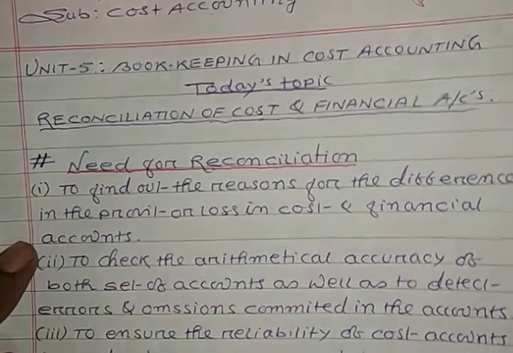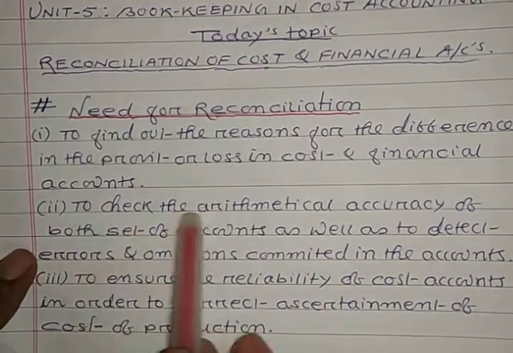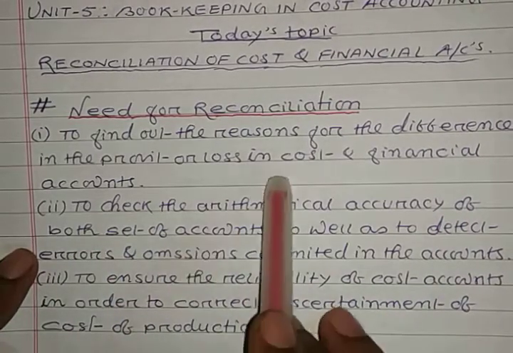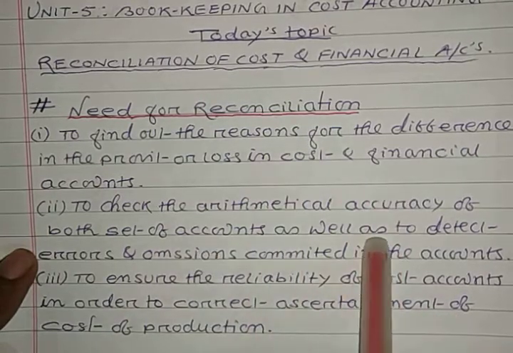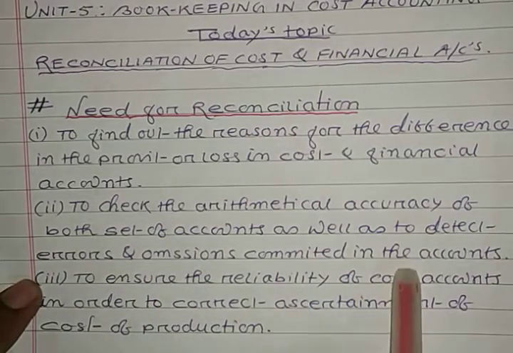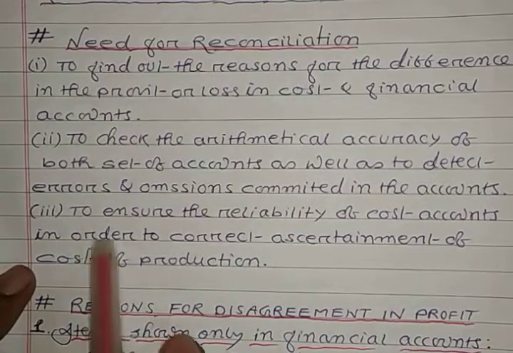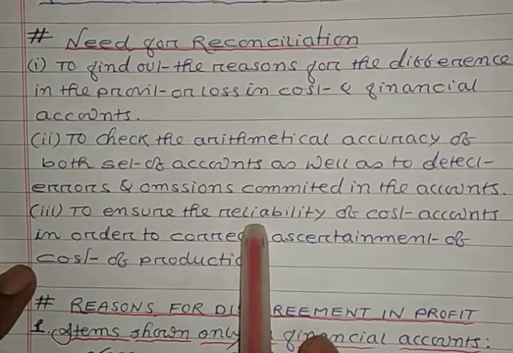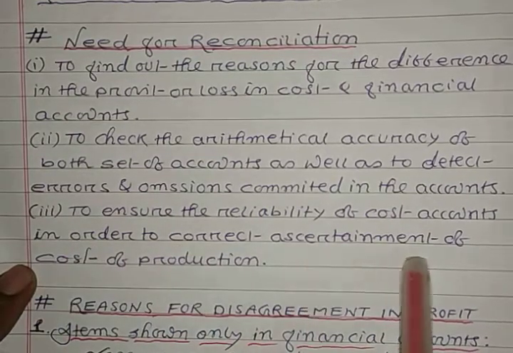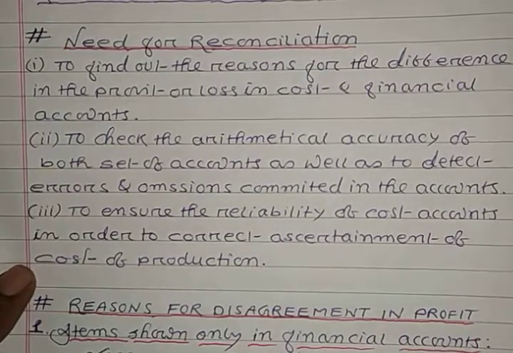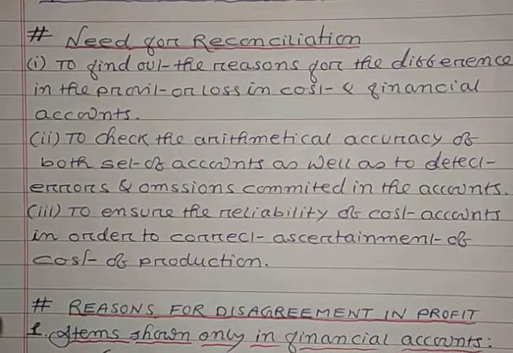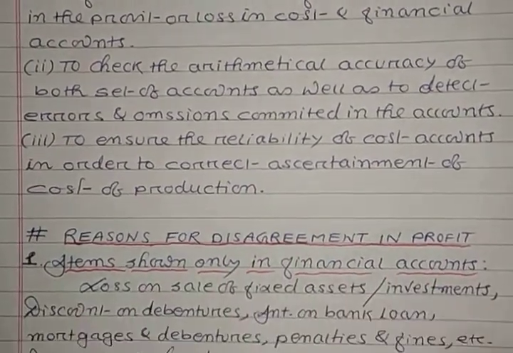Then the second reason is to check the arithmetical accuracy of both sets of accounts, that is cost and financial, as well as to detect the errors and omissions committed in the accounts. And then point number 3, to ensure the reliability of cost accounts in order to correctly ascertain the cost of production. So these are the reasons for reconciliation.